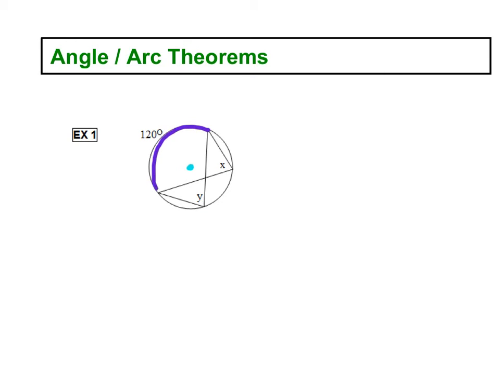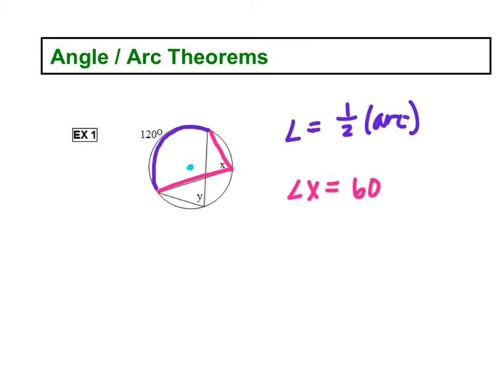So what we want to notice about this picture is that that is an arc being formed by, first, we'll look at this angle X. So there's an inscribed angle intercepting, and this is its intercepted arc, 120 degrees. So we saw in a video the other day about the inscribed angles. So remember, an inscribed angle is equal to half of the arc. So if we know that the arc is 120 degrees, that means that angle X is equal to 60 degrees.